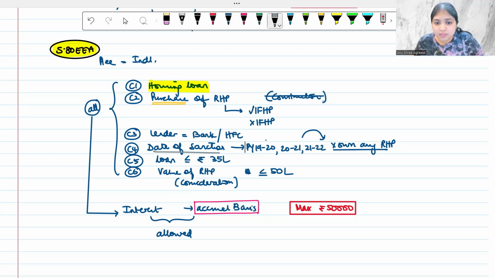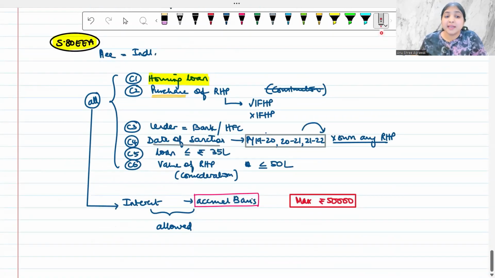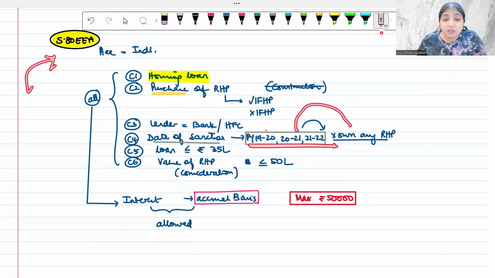So when was the loan sanctioned? The loan could have been sanctioned in any of these 3 previous years, either in previous year 19-20 or 20-21 or 21-22. In 80EE, we said that the loan should be sanctioned only in previous year 16-17. In 80EA, we're talking about 19-20, 20-21 and 21-22. Even in 80EA, on the date on which the loan is sanctioned, your assessee should not own any other residential house property.